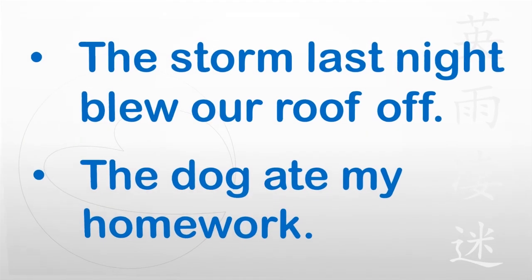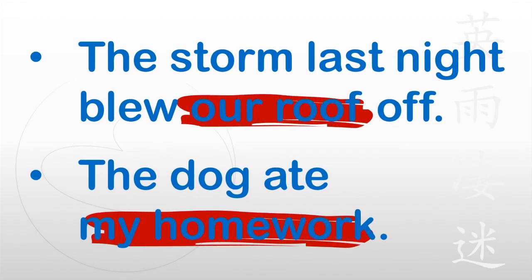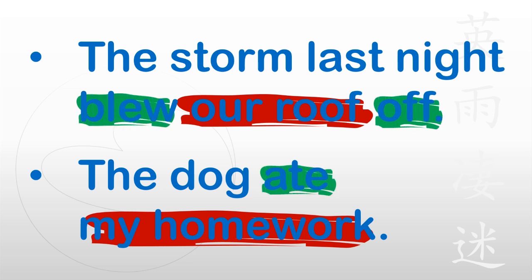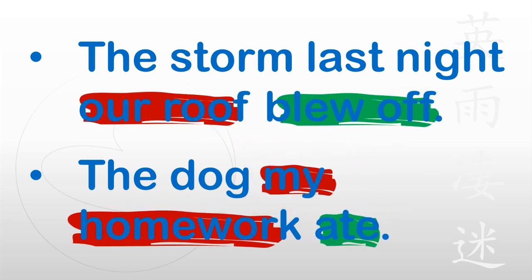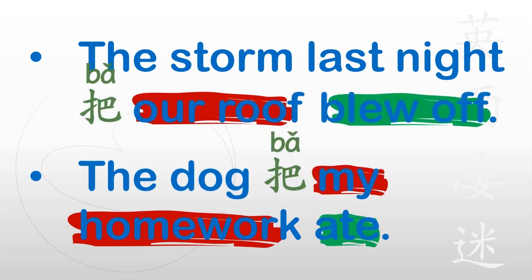For example, these are the specific something that you want to tell people that something happened to them, and these are the events that happened. In Chinese, we will mention the specific something first, then we say what happened. You use 把 to bring forward the specific something.